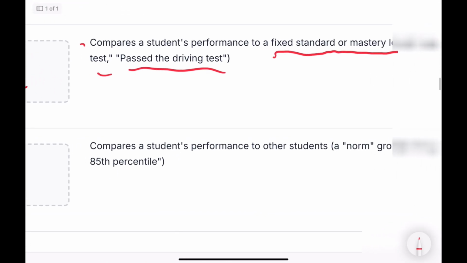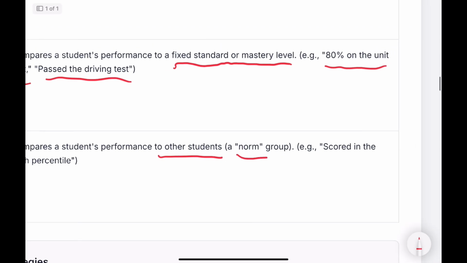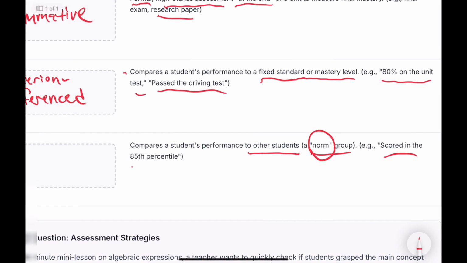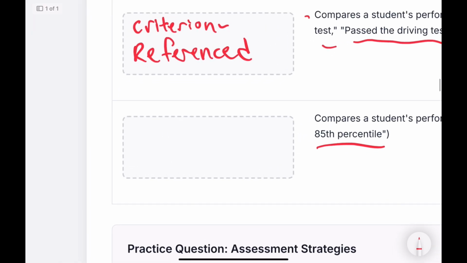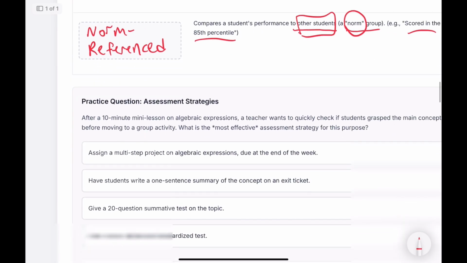And lastly, we compare students' performance to other students. This is a norm group, not to give it away, but we're just trying to provide you with the tools that will help you to remember. So norm group, or scored based off the percentile of other students. This is what's called a norm referenced assessment. Norm referenced assessment.